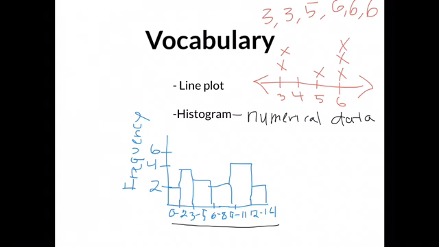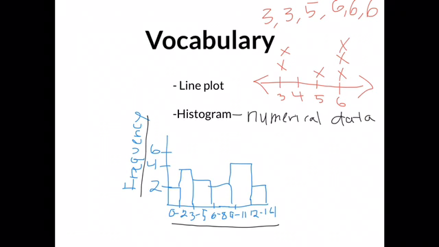So from 0 to 2, 3 to 5, 6 to 8, 9 to 11, 12 to 14. Each one of those categories has to be the same size, and they can't repeat. See how I go from 0 to 2 and then right from 3 to 5? None of those repeat because the numbers have to go into one of the categories. And then on here is our frequency, or how many times that number occurs within the categories.